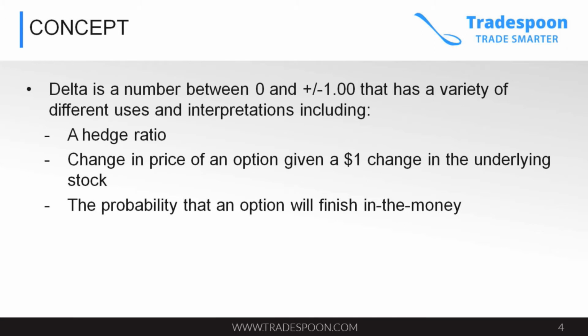The higher the delta, the higher the probability that the option will expire in the money. So when you buy options, you want to buy options with higher delta, and when you sell options naked, you want them to be with lower delta. That will increase the probability of your success.